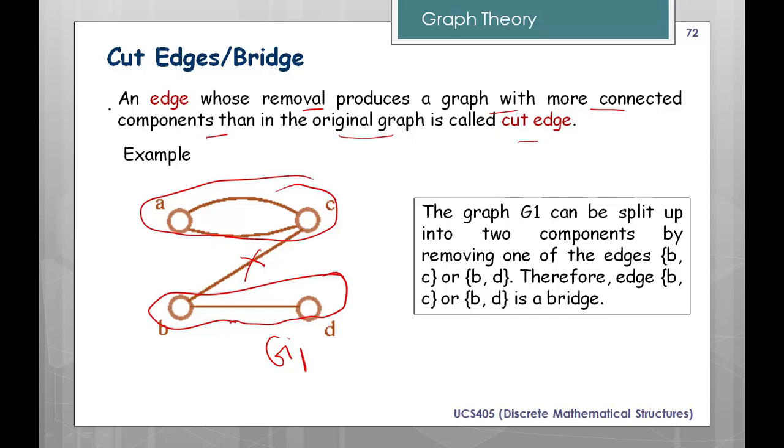One more cut edge is also there, that is BD. If we cut BD and keep BC, then obviously we are left with only one vertex, that is D, and here this graph is left. In that case, this is the graph and this is the single vertex. Therefore edge BC or BD is a bridge.